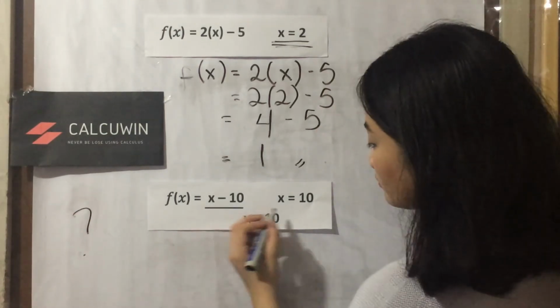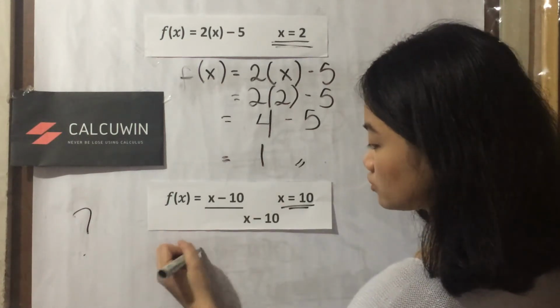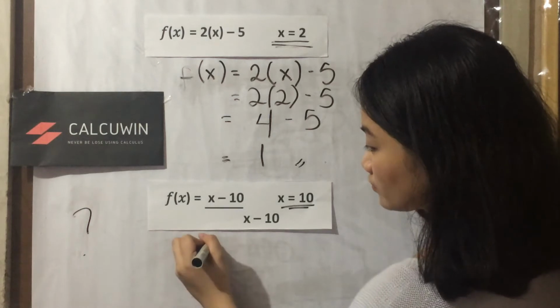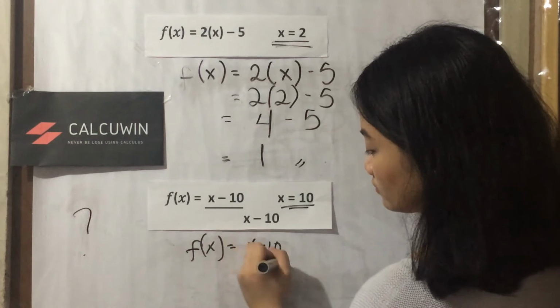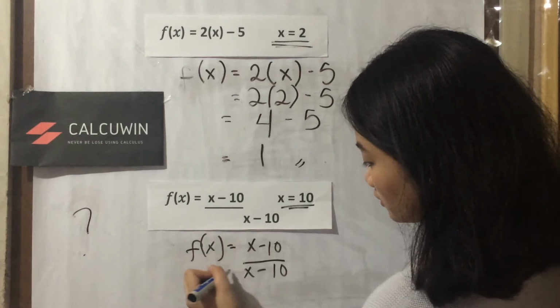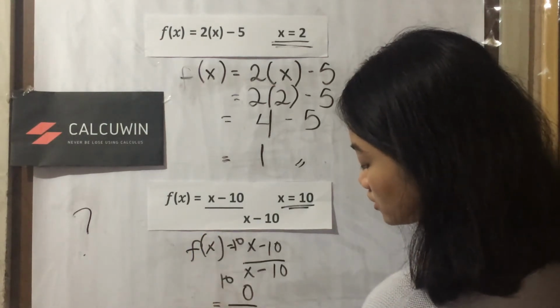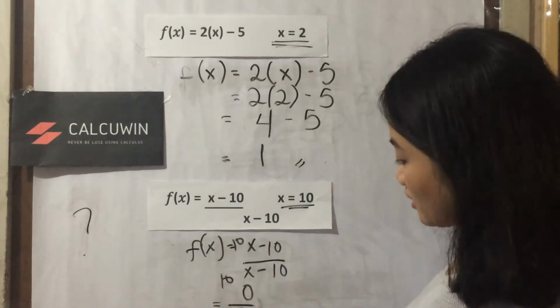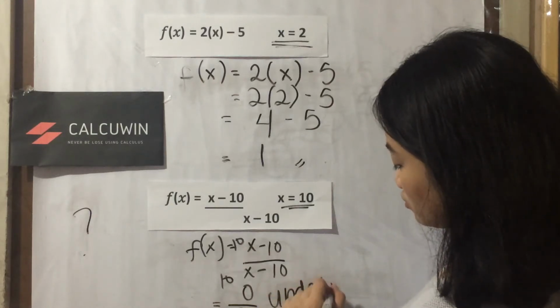But in the second example, we can see that the value of x is 10. When we substitute the value of x, this is what happens. We result to 0, which gives us an undefined solution. So in this video, I am going to discuss the limits using the table of values.